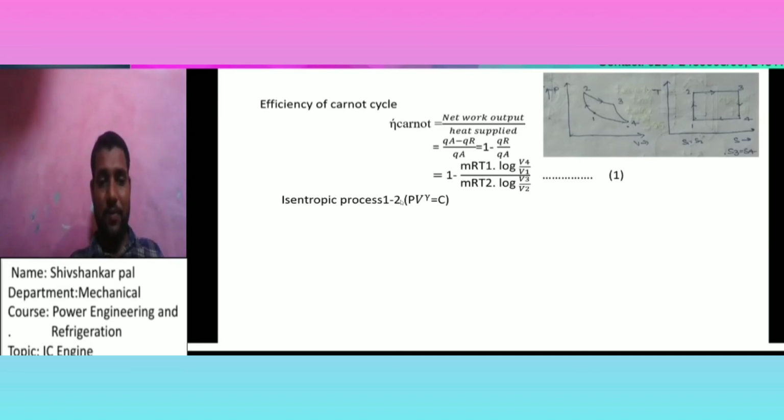You know the isentropic process 1 to 2. That process is isentropic, which means you can write the relationship between temperature and volume: T2 by T1 is equal to V1 by V2 to the power gamma minus 1. Then V1 by V2 is equal to T2 by T1 to the power 1 by gamma minus 1.